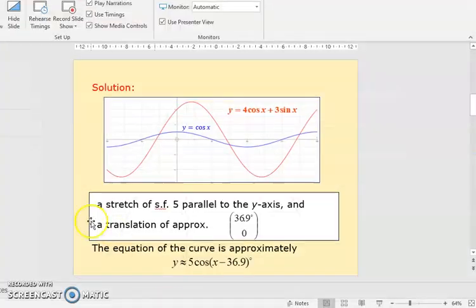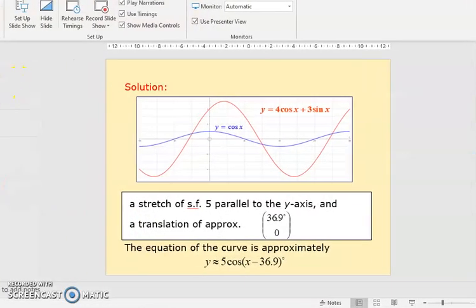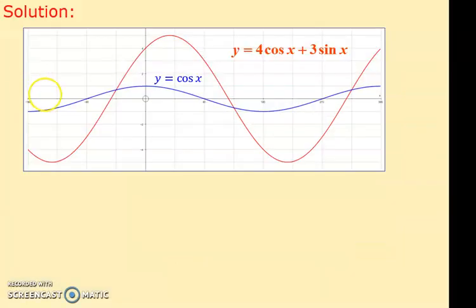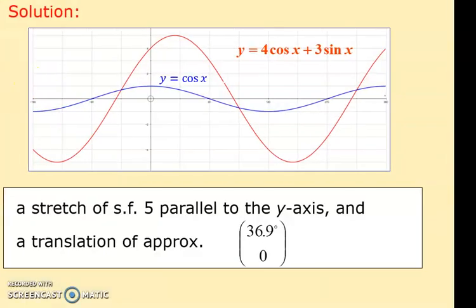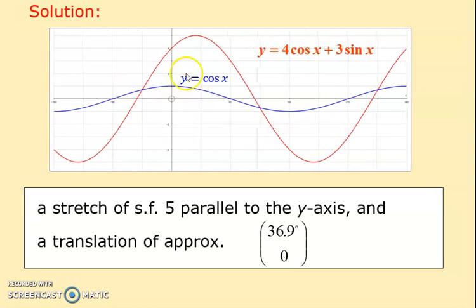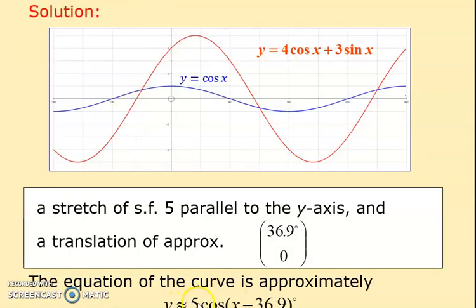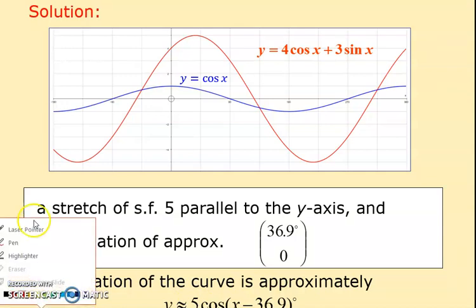So we're back now to where we more normally would be. And the question is then, if this is what we are looking at, you could describe the blue to the red as a stretch of scale factor 5 parallel to the y-axis, and then a translation of 36.9 to the right, which is what this vector shows. And again, notice, it's y equals 5 cos of x minus 36.9. It's just gone slightly off the bottom. But other than that, it's right.